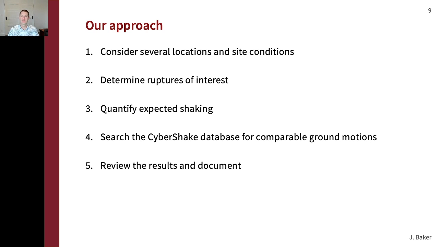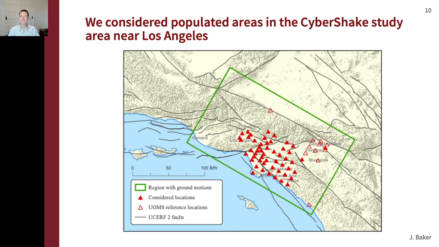So the idea was to look at several locations and site conditions in the CyberShake study area. We don't have pre-knowledge of where exactly this project might take place that we're envisioning. We'll look at a range of ruptures of interest, try to identify those, identify the expected shaking that would be caused by those ruptures, and then search the database for compatible ground motions, do some review of the results, and produce some documentation of the selected ground motions. So let me tell you a little bit more detail about that.